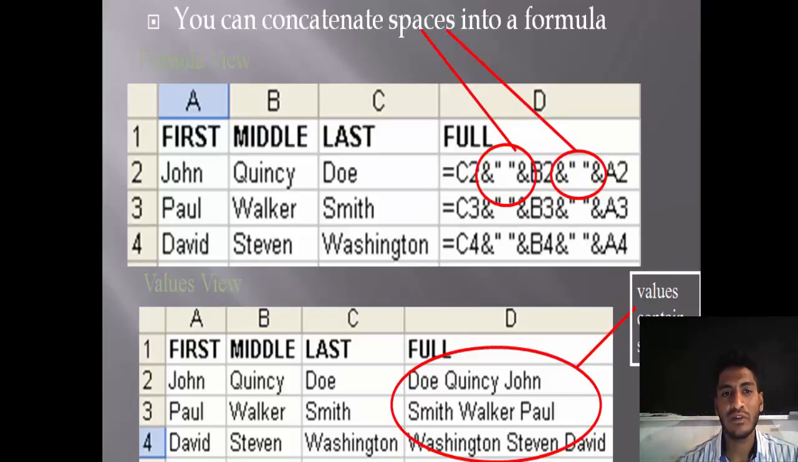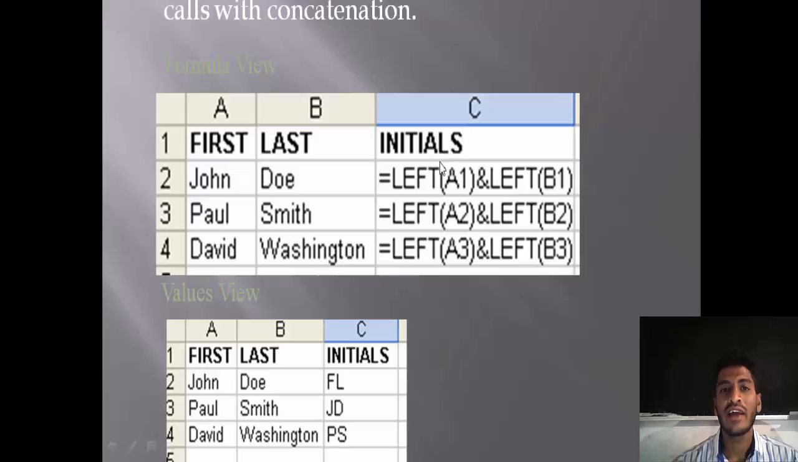Concatenating spaces example. You can concatenate spaces into a formula. Formula view: A, B, C, D, middle, first, last and full. Values view: the values contain spaces. You can use right, left, and others in the same formula. You can combine the results of different function calls with concatenation. Formula view: A, B, C, first, last, initials. Values view: first, last, initials.